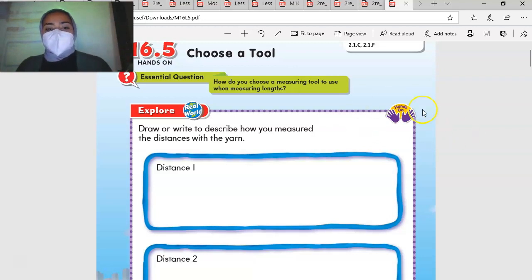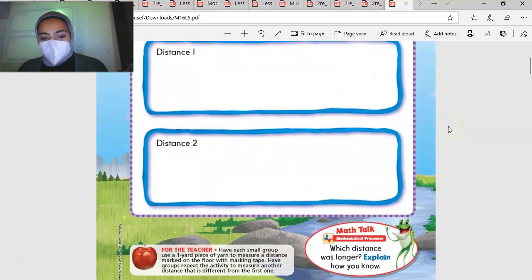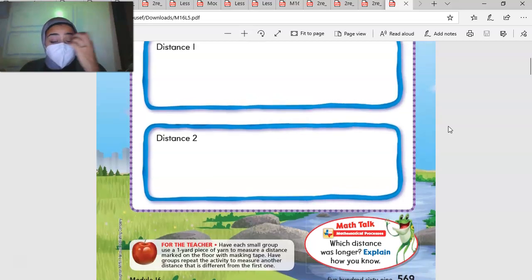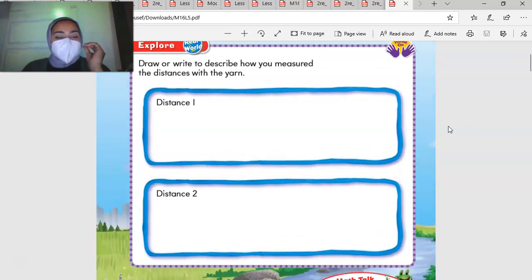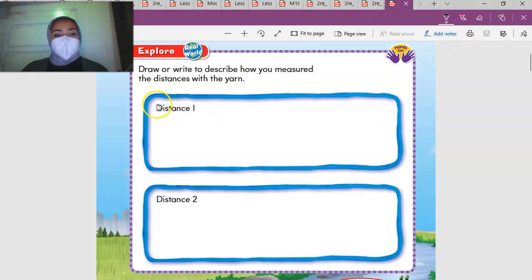So draw to describe how you measured the distance with the yarn. Let's see, what are we doing? Have each small group use a 1 yard piece of yarn to measure the distance marked on the floor. Okay. Basically, we're not doing that. What they're asking you to do is, instead of distance 1, let's change this up a little bit. Let's say that we're measuring a big chalkboard or a big Promethean board.